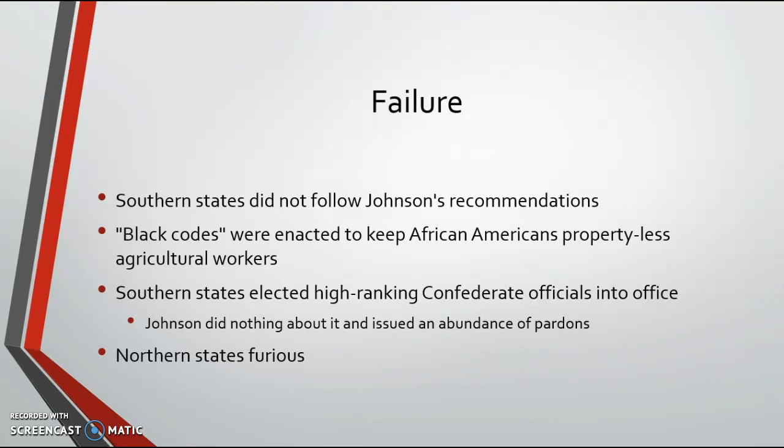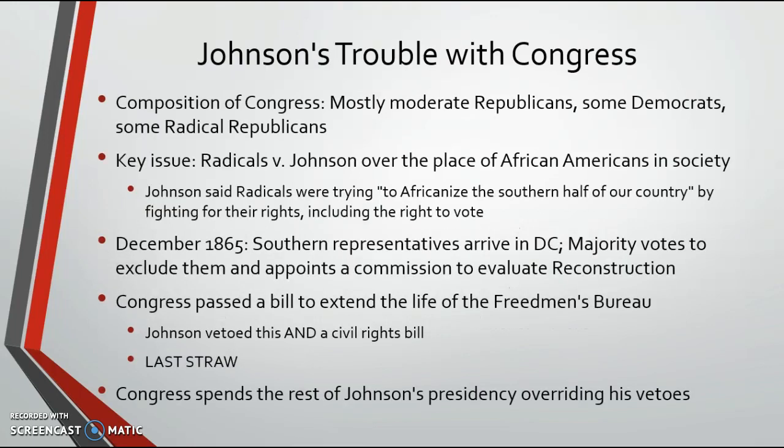Southern states started electing high-ranking Confederate officials into public office, and Johnson did nothing. He issued an abundance of pardons, gave them out like candy, and he publicly announced that Reconstruction is complete, when clearly it was not complete. So this is where Johnson starts getting into some trouble with Congress.